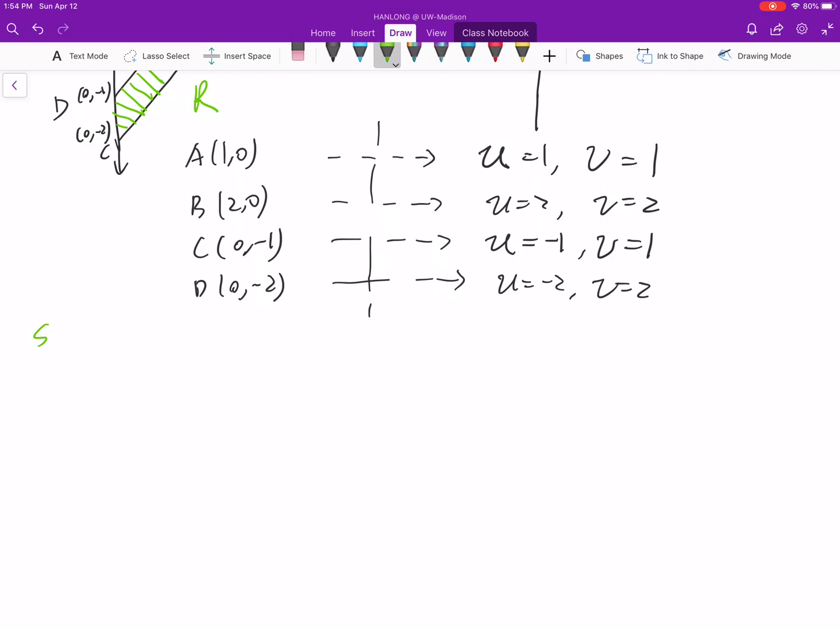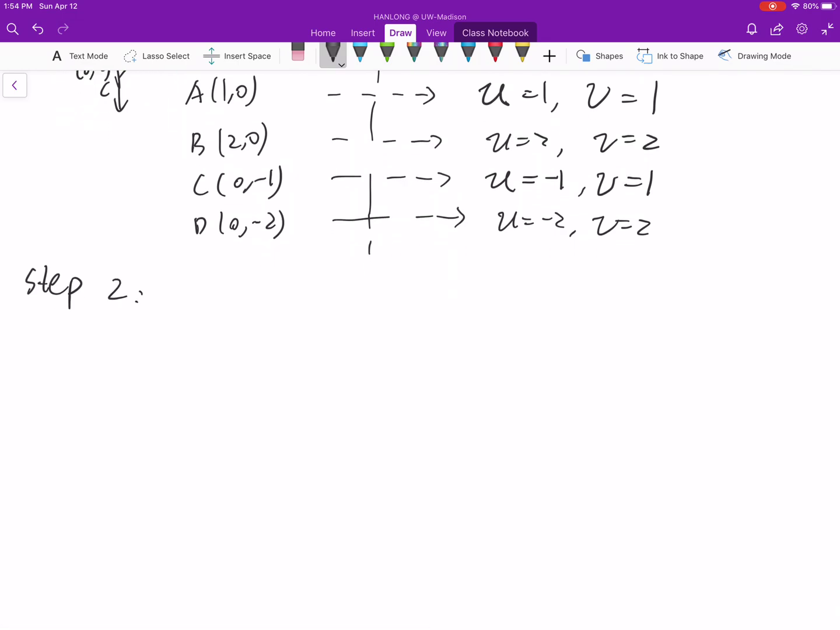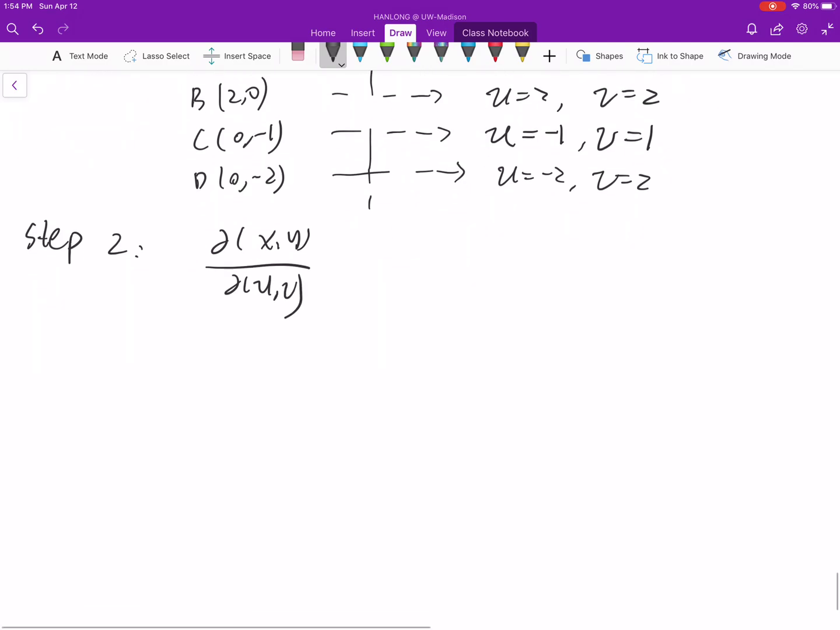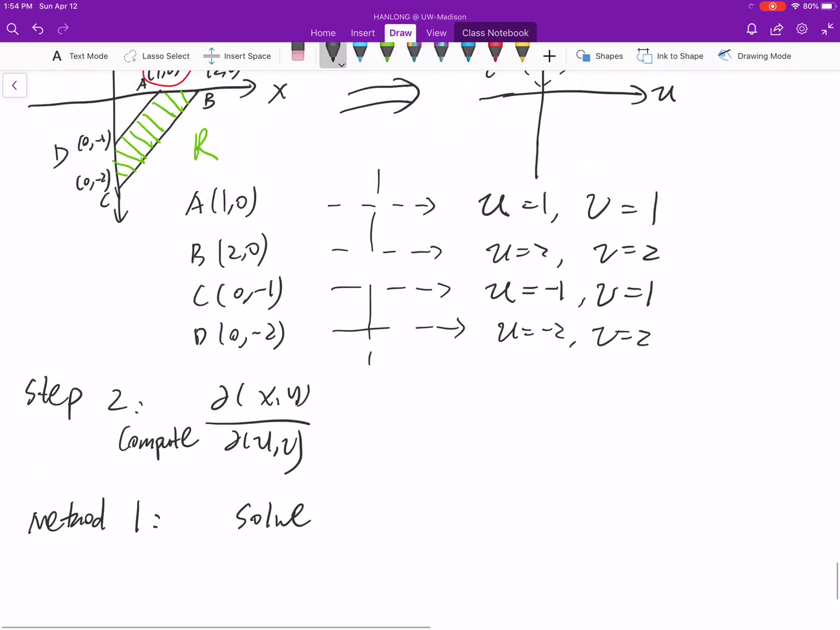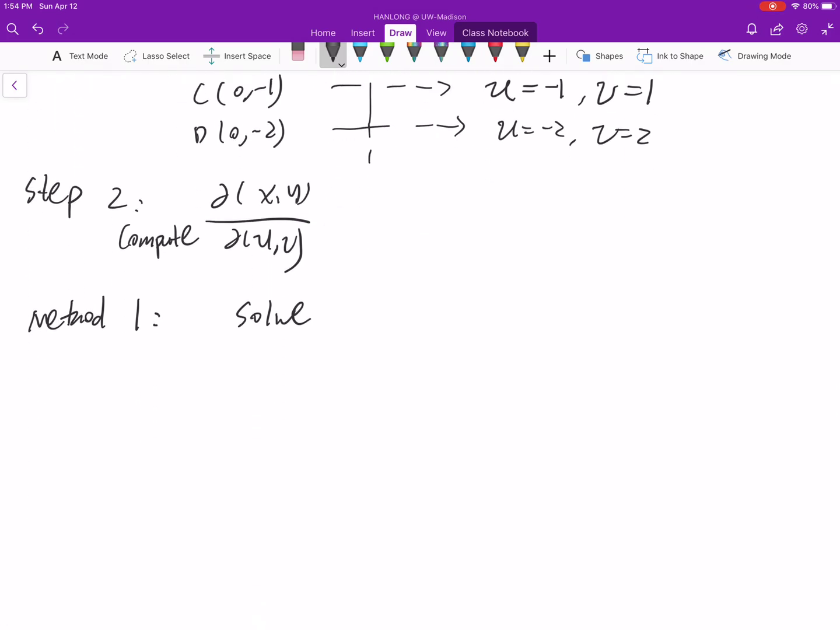Then step 2, we always split the problem into 2 parts. First, figure out the region. Secondly, you figure out the actual factor. Because we want to know partial (x, y) over partial (u, v), here we have 2 methods to compute it. So method 1: because we have u, v in terms of x, y, solve x, y in terms of u, v.